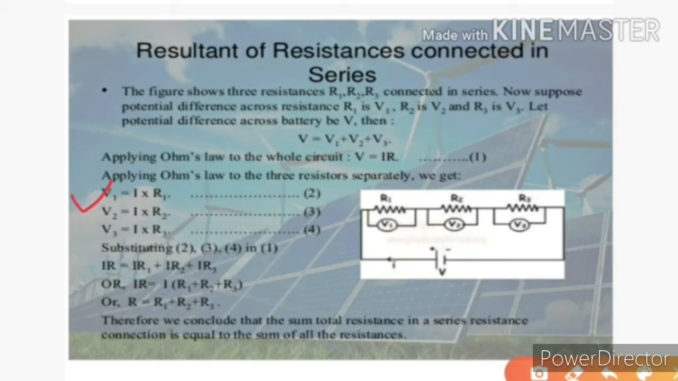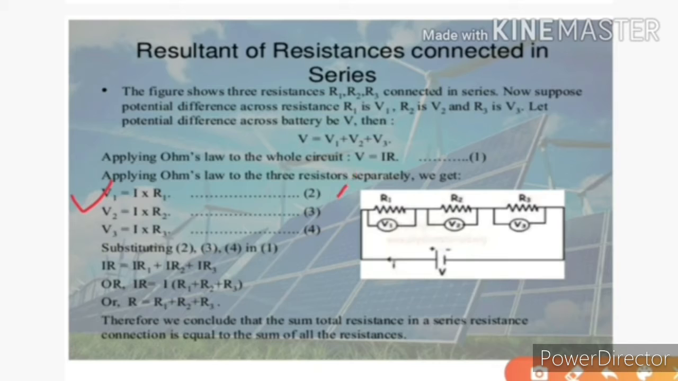In case of series combination, current remains the same. So current I flows through this circuit. Current is the same, that is I, but the resistance is R1. So V1 is equal to IR1. This is our equation second.